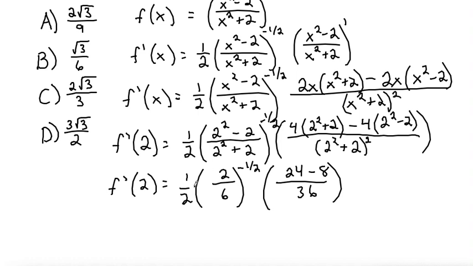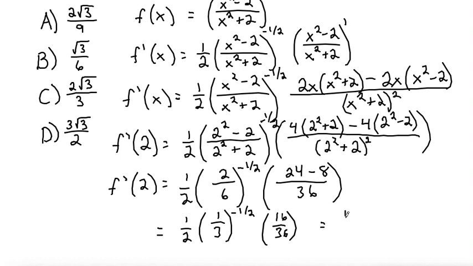All right, now I can simplify my 2 over 6 to 1 over 3. So I'll make this 1/2 times (1 over 3) to the power of negative 1/2, times 24 minus 8 is 16 over 36. Now, when I have my negative exponent, I can flip the fraction inside. So that'll make that just a 3.